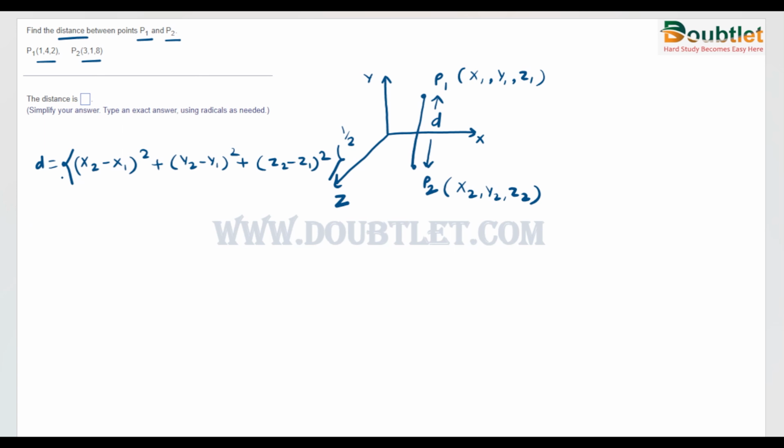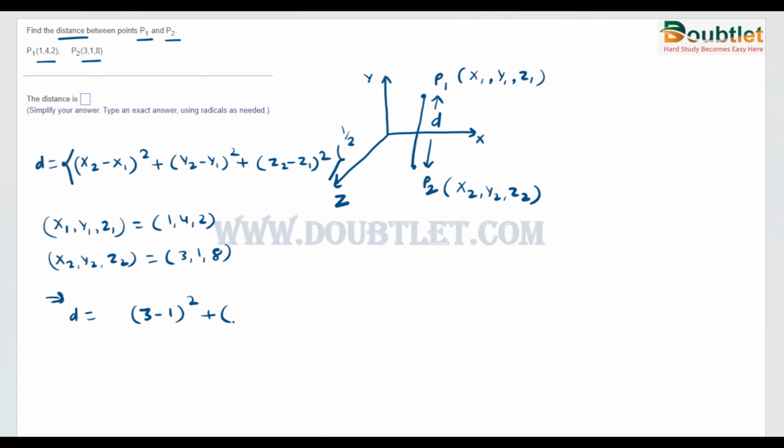So we know that x1, y1, z1 is given as 1, 4, 2, and x2, y2, z2 is given as 3, 1, 8. By substituting the respective values, we can write this as 3 minus 1 whole square plus 1 minus 4 whole square plus 8 minus 2 whole square, and we need to find the under root of this to find the distance.